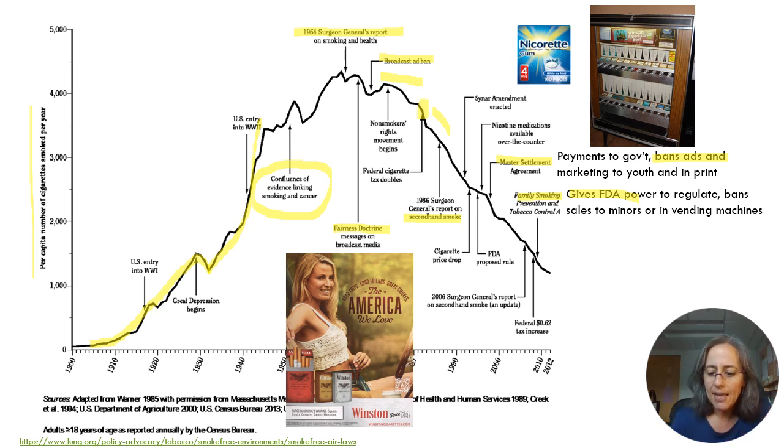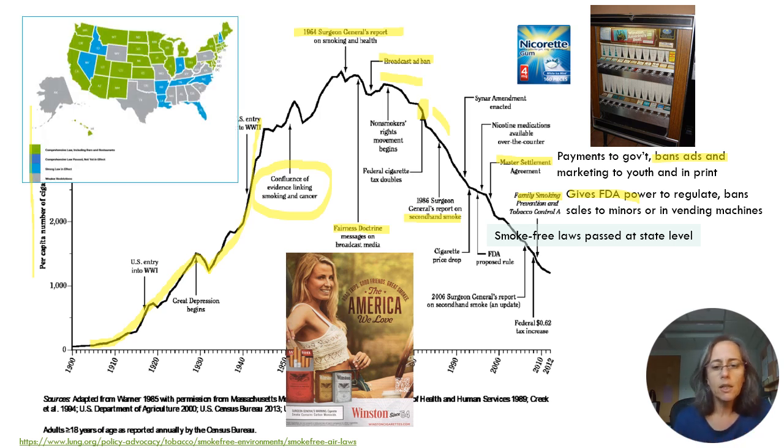Okay. And then the other thing that happened is that smoke-free laws started being passed at the state level, starting in the late 1990s and then through the 2000s. This is what the current map of smoke-free environment laws looks like now. You'll see not every state prohibits smoking in all indoor environments. And this was really quite late, right? I just said late 90s to early 2000s.